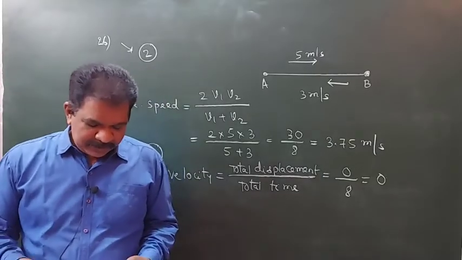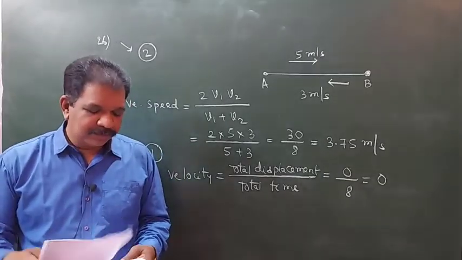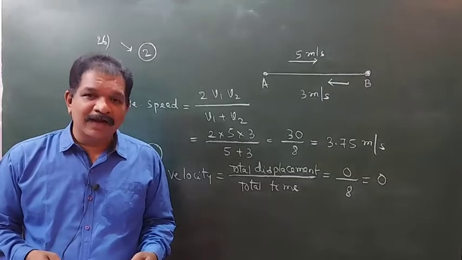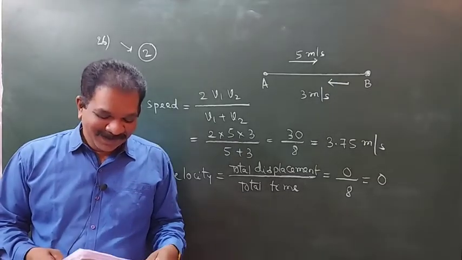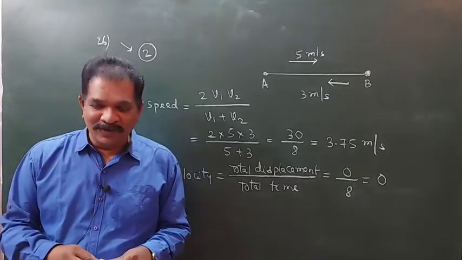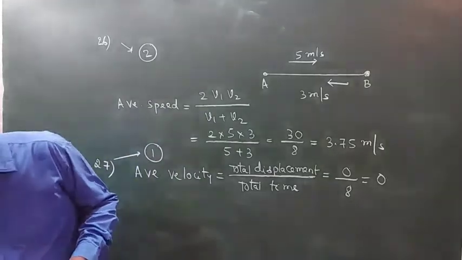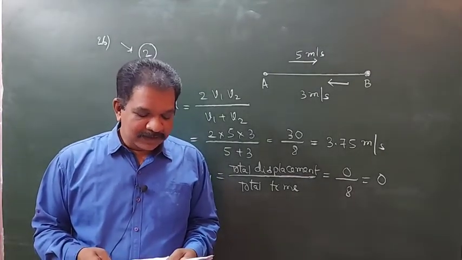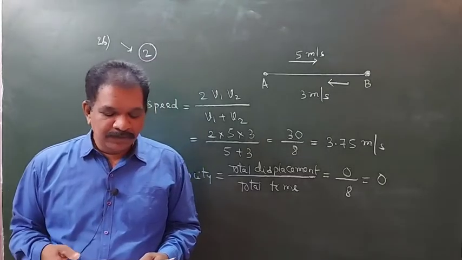Clear? Next 28, 29, 30, all are based on the graphs. Already we said graph questions you leave. So just leave that 28, 29 and 30. Next 31, come to 31.